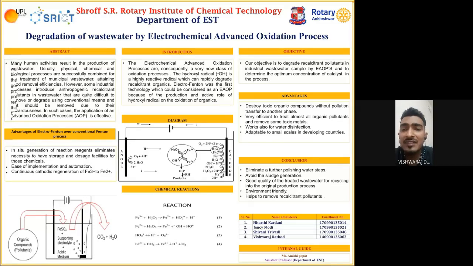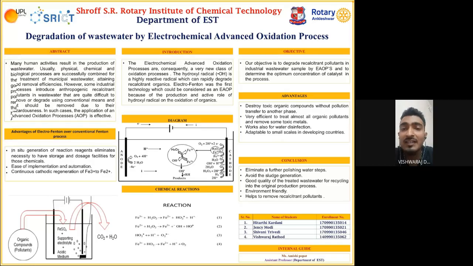The applied current is the driving force for the reduction of oxygen, leading to the generation of hydrogen peroxide at the cathode. Higher applied current increases the quantum of hydrogen peroxide produced, thus increasing the number of hydroxyl radicals in the electrolyte medium, which are highly reactive and responsible for the degradation. The third one is catalyst concentration.